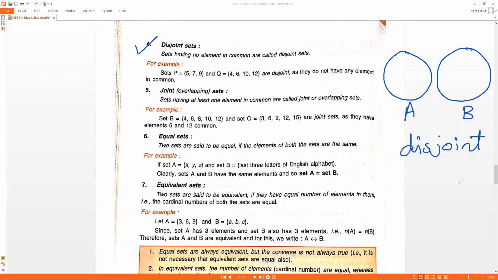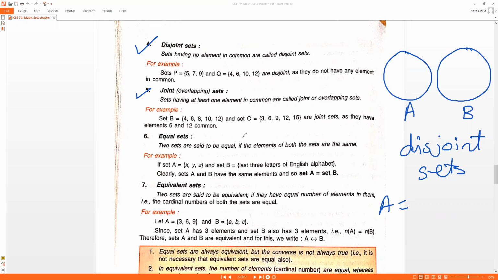For example, set A is the set of all even natural numbers, and B is the set of all odd natural numbers. Nothing is common between them. Or you can say the set of rational numbers and the set of irrational numbers. There is nothing in common between them. So these are called disjoint sets. No element is common between them.